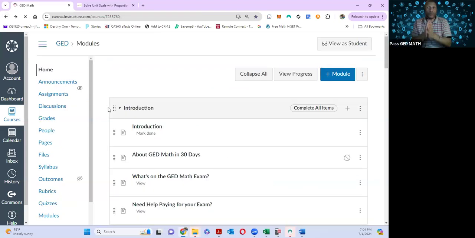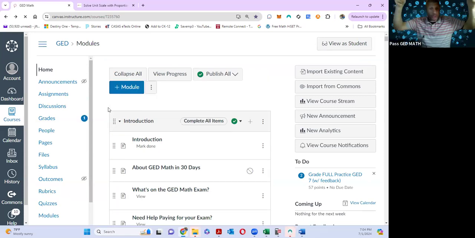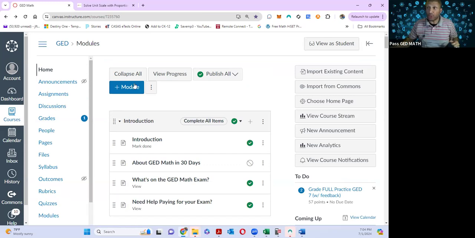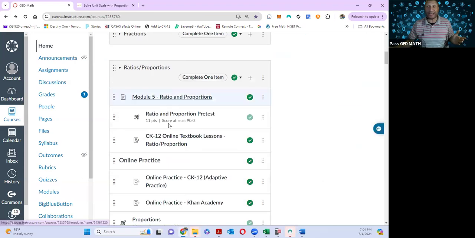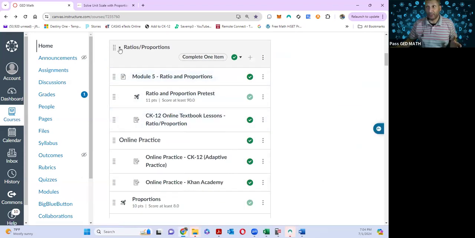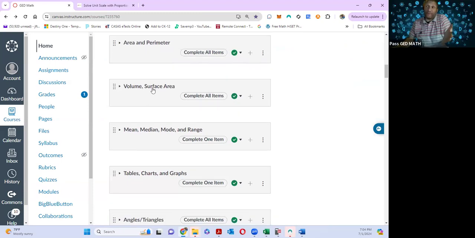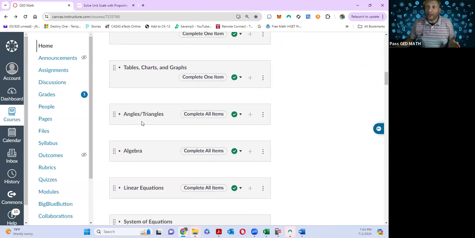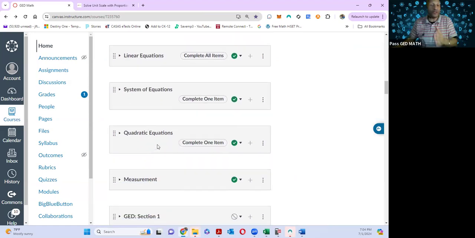All this stuff is no cost to you. So what I was saying to you, Brittany, earlier, is you take your GED practice test. If you take your real test, they give you a score report. You're going to use that score report to go to the sections that you need. If it said mean and median, you're going to go here. Volume and surface area, you're going to go here. Algebra here. Linear equations here. Quadrant, whatever you need. You don't have to study everything.